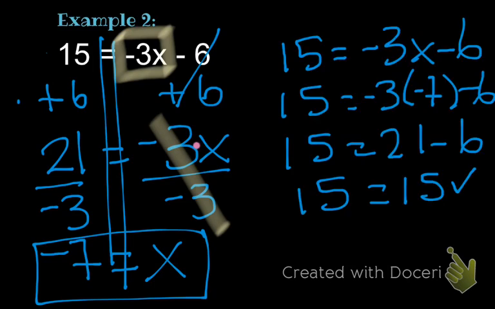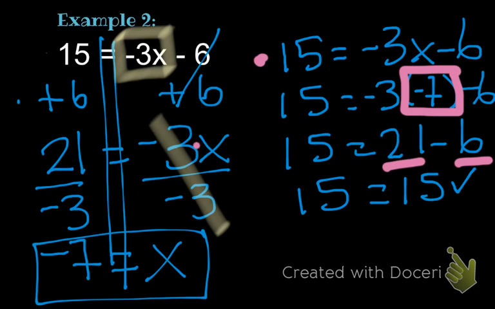All right, you guys, compare your verification process to mine. So the first step right here is to write the original equation. Then I substituted in negative 7. Then I used my order of operations to multiply. And I got 21 minus 6. And then from there, 21 minus 6 is 15. So I got 15 equals 15.